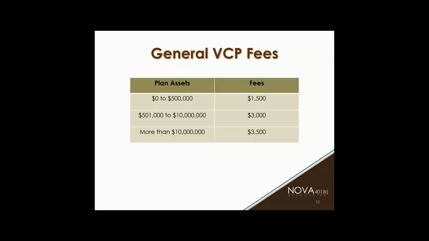The initial fee for a VCP filing, as you can see here, is based on your plan assets at the end of a particular plan year that you're trying to fix. So for smaller plans up to 500,000, it's 1,500, then 3,000 for the intermediate plans, and then the large plans are 3,500. And this is just the fee that's paid to the IRS. This has nothing to do with contributions you may owe to the plan or fees that you may have to pay NOVA to help do the calculations to fix the problem. This is just the IRS fee.